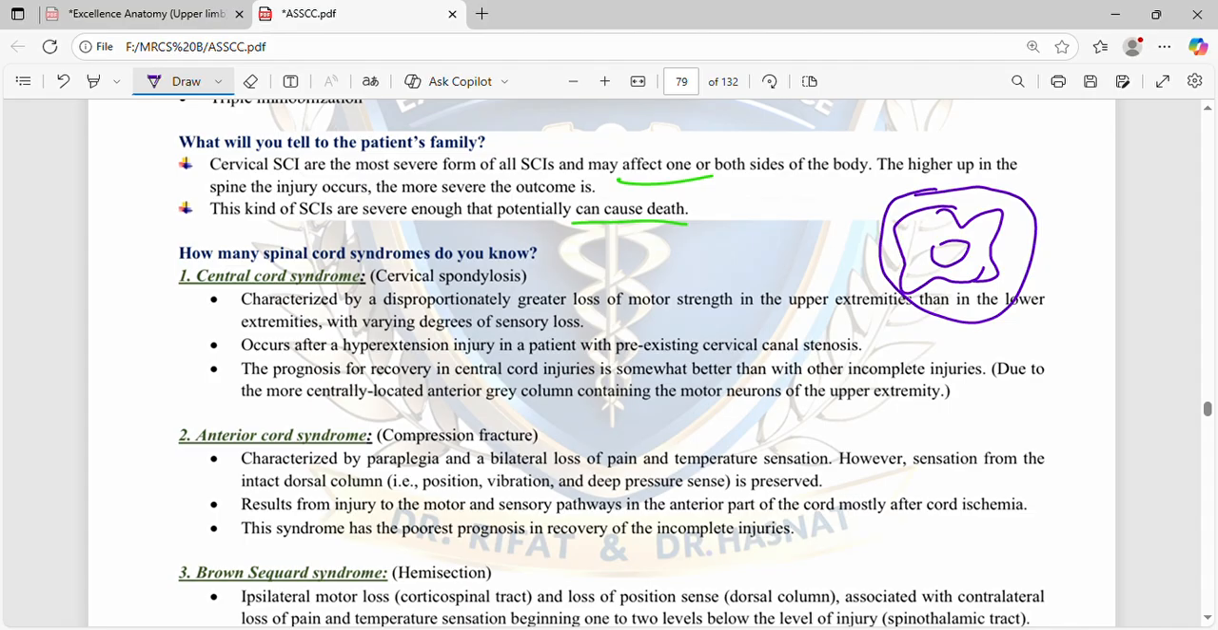It occurs after a hyperextension injury in a patient with pre-existing cervical canal stenosis. The prognosis for recovery in central cord injuries is somewhat better than with other incomplete injuries due to the more centrally located anterior gray column containing the motor neurons of the upper extremity. So upper extremity fibers are more toward the center as compared to the peripheral lower limbs: lower limb peripheral, upper limb center.